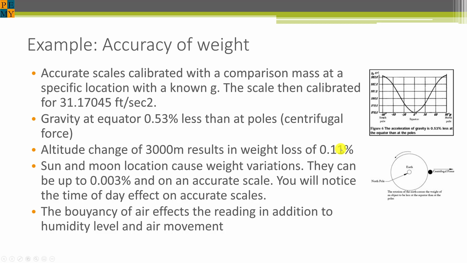There's also variations that are caused by the position of the sun and moon, so accurate scales notice daily changes in weight. There are many other effects, one of them being buoyancy, and it's a small effect, but it does exist. So it would be ridiculous to report a weight to 15 decimal places when at best you're going to be in the order of 0.1%.